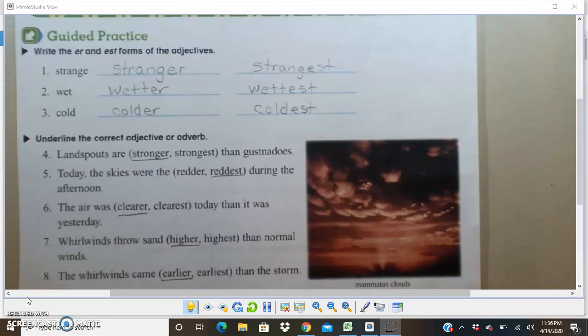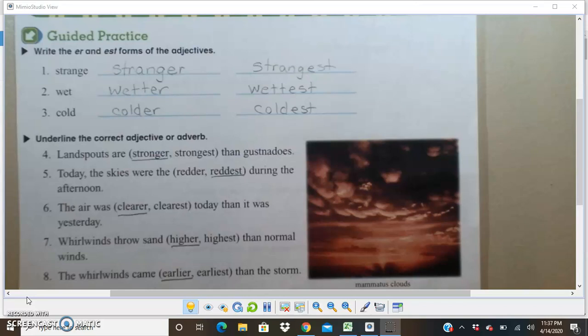So number 4, landspouts are stronger or strongest than gustnados. Well, you're only comparing two things here, so it's going to end with an ER. Number 5, today the skies are the redder or reddest during the afternoon. Well, you're comparing the skies of that whole afternoon.